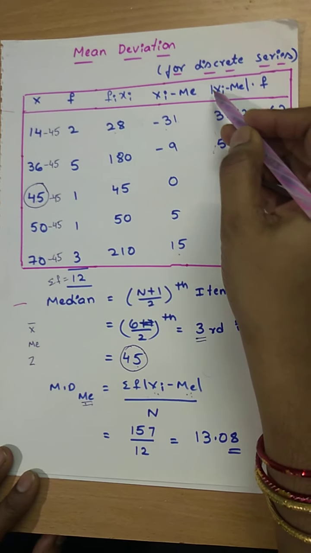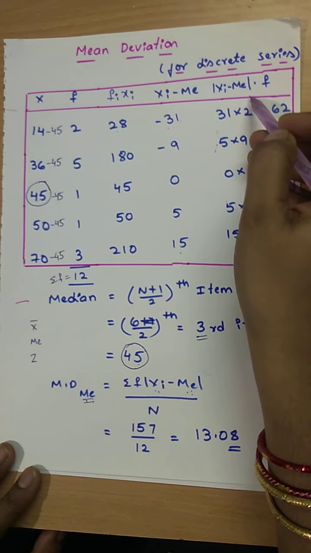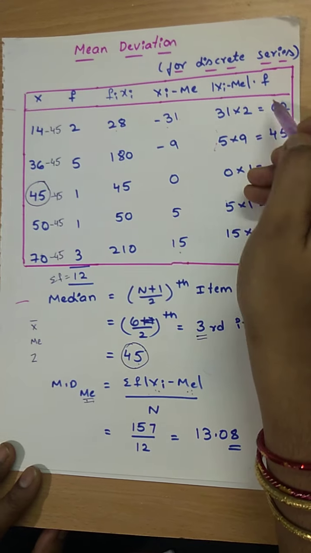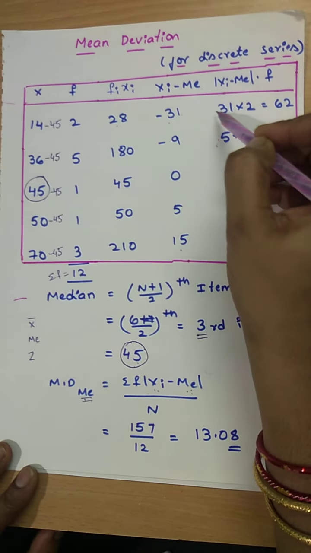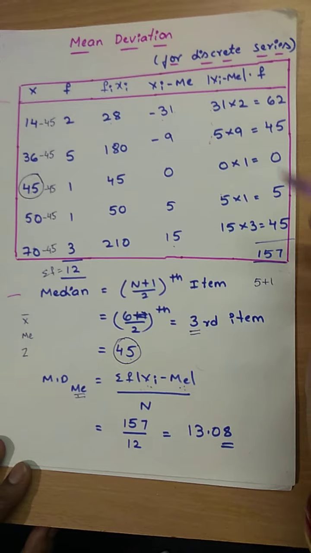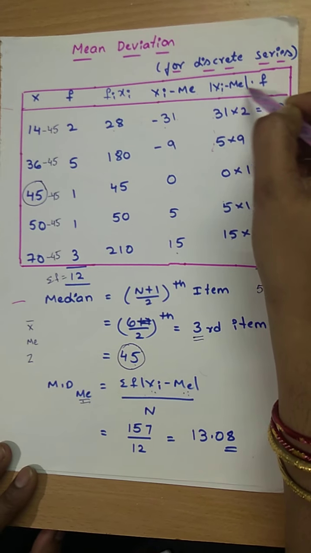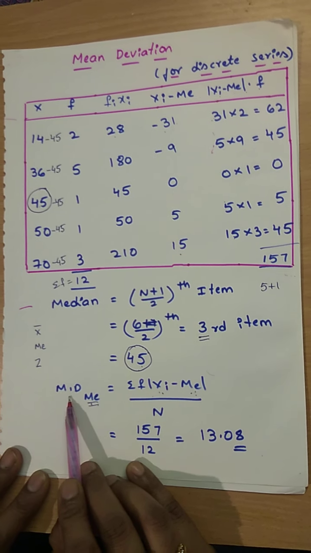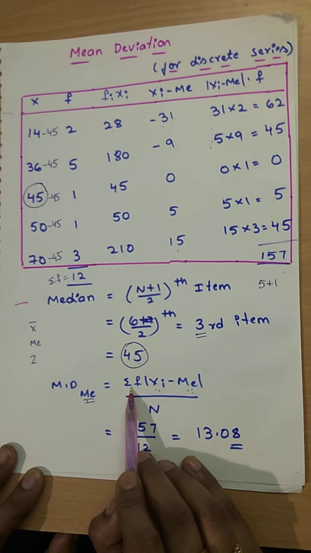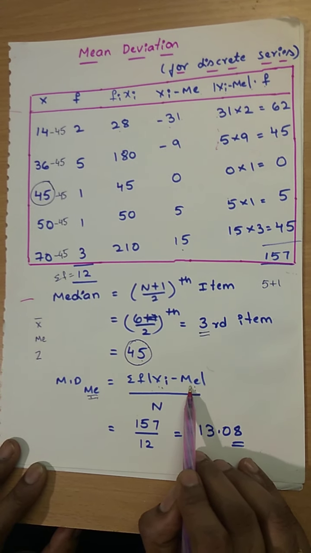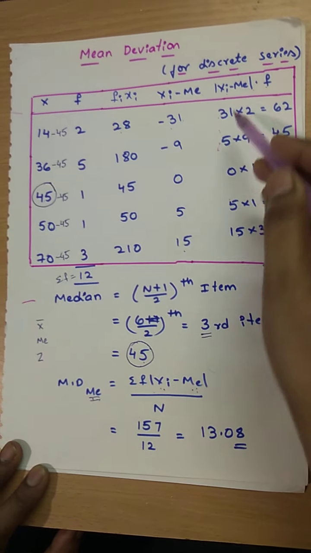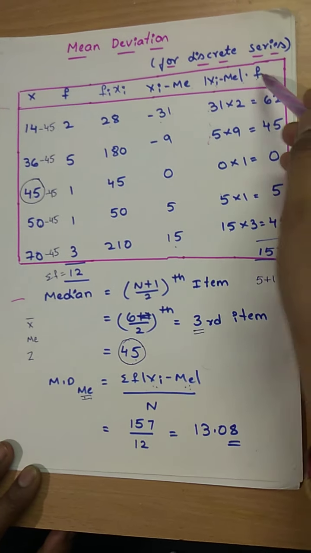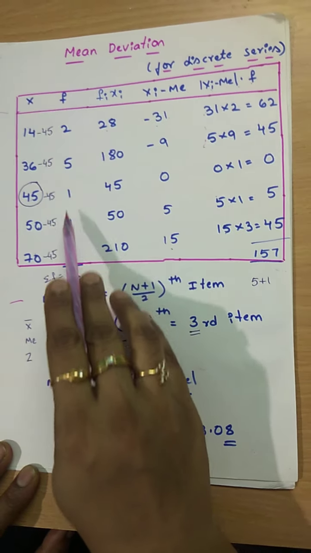Now I am adding the modulus here. Modulus means we need to ignore the signs. That's why I have ignored the signs: 31, 9, 0, 5, 25. After that, what is the formula? Mean deviation about median equals summation of f times modulus of xi minus M, divided by n. These values are multiplied by f. What are the frequencies? 2, 5, 1, 1, 3.